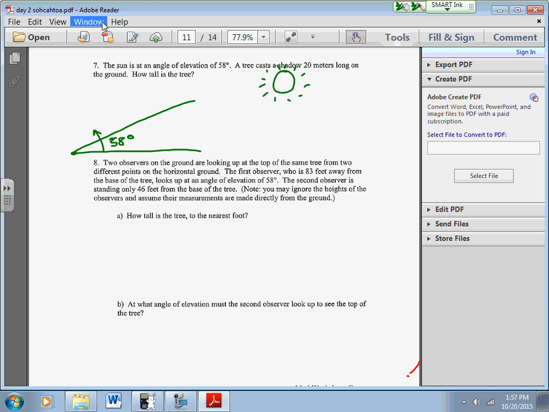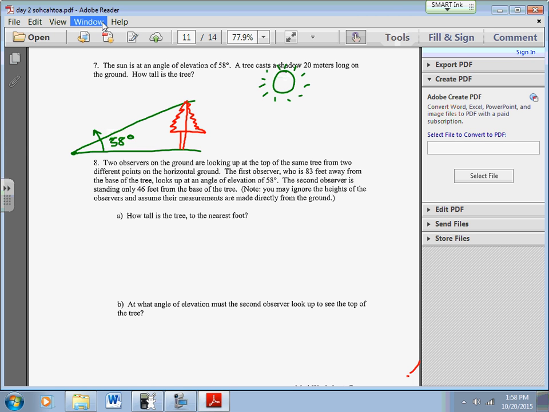Now, it says a tree casts a shadow 20 meters long on the ground. How tall is the tree? Now watch this. Let's say the tree is right here. Christmas tree, because Christmas is coming up. All right, trick question. Is the shadow on the left of the tree or on the right of the tree? The left. Everybody say left?